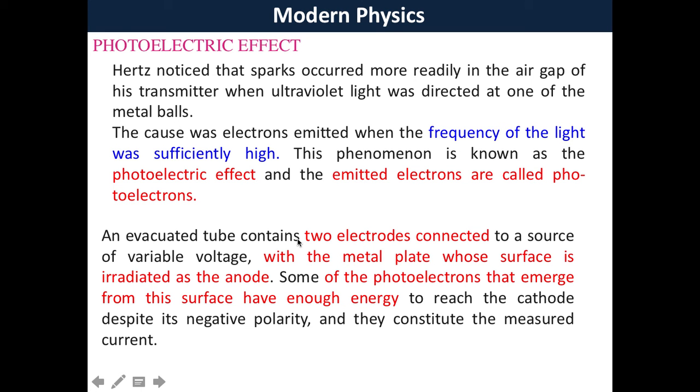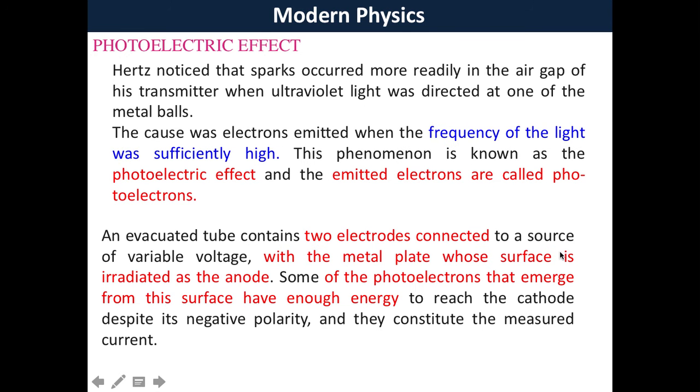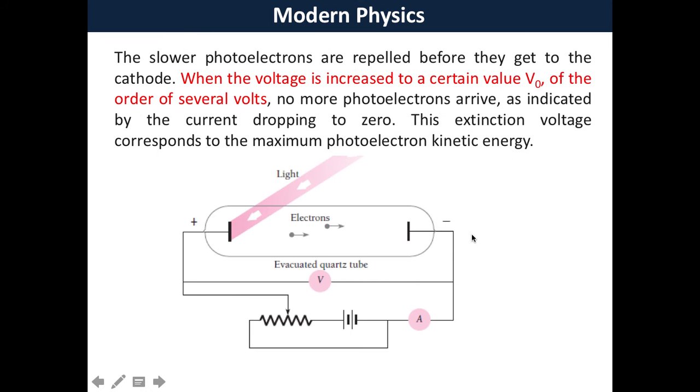The evacuated tube. This evacuated tube contains two electrodes, connected to a variable voltage source, with the metal plate whose surface is irradiated as the anode. Some of the photoelectrons that emerge from this surface have enough energy to reach the cathode, even though it is of negative polarity. The electrons that reach the cathode, having sufficiently high energy, produce the photoelectric current.